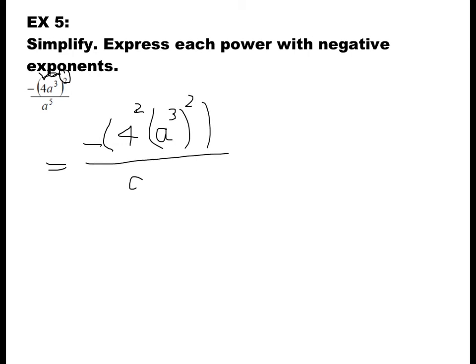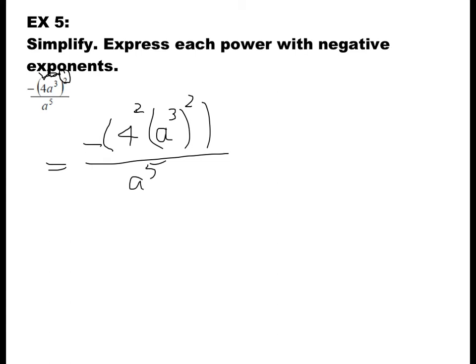Okay, for this example, I have a negative outside the bracket, but everything is squared. So I'm going to expand and distribute the exponent 2 inside the bracket. This means that this 2 goes over 4 and also goes over a exponent 3. So this is equal to negative, open bracket. Now, exponent 2 goes over 4, so it becomes 4 exponent 2, and a exponent 3, the whole thing exponent 2, divided by a exponent 5.